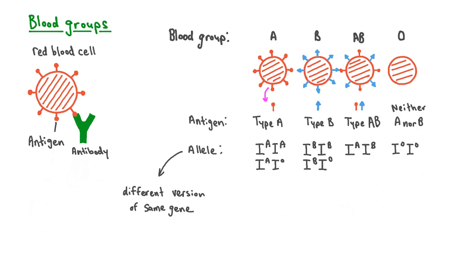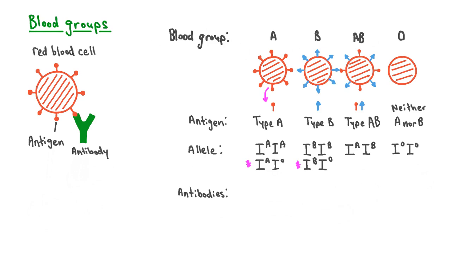This is caused by the IO allele, which is recessive and doesn't produce a functional antigen. These individuals have 2 copies of the IO allele. Since IO doesn't produce any functional antigen, when it's combined with IA, only the IA allele produces a type A antigen. So this is why the combination of IA and IO can give blood group A. And the same applies for blood group B.